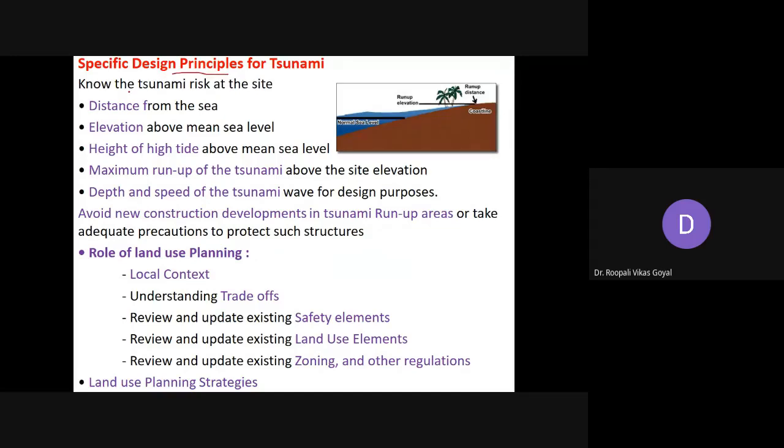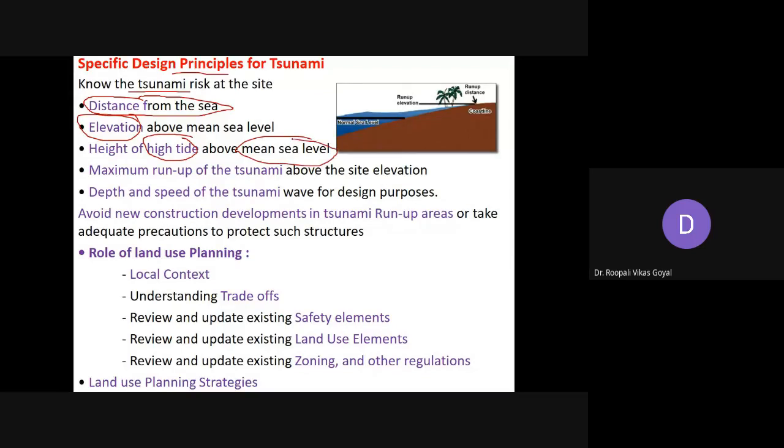To know the tsunami risk at the site, we have to decide the distance from the sea. Where you are constructing is very important. That is, how far the site is from the sea. Then the elevation above mean sea level: at what height above the average sea level are you constructing. Then the height of high tide above mean sea level.